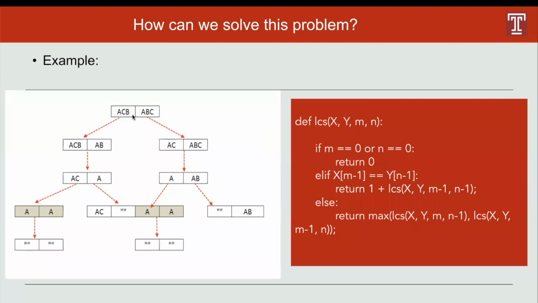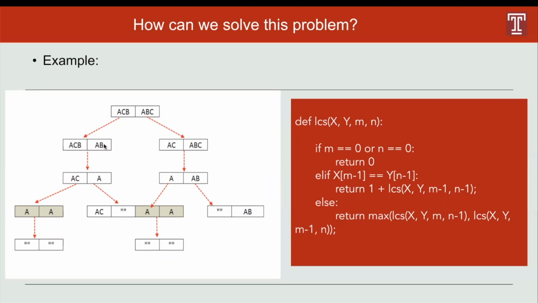For example, A, C, B, A, and A, B, C are the sequences. We have to compare. For example, we compare C and B. Is C equal to B? No, C is not equal to B. So we have to reduce the length from each of the subsequences. We will reduce from one sequence so that it becomes A and B, and A, C, B will remain the same.